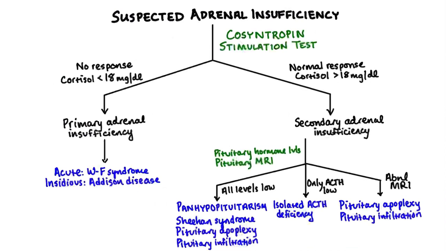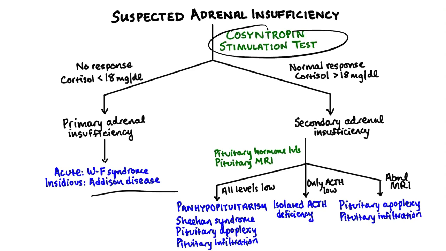This is my algorithm that I use when I suspect adrenal insufficiency. So the first step is to do the cosyntropin stimulation test. If there's no response, you know the problem's in the adrenals. And if it's an acute thing, usually this is a very fulminant presentation. You don't need to do a workup. Then it's Waterhouse-Friderichsen syndrome. If it's insidious, like it was in this patient, it's more than likely Addison's disease, but there are a number of other rarer things that it could be due to.